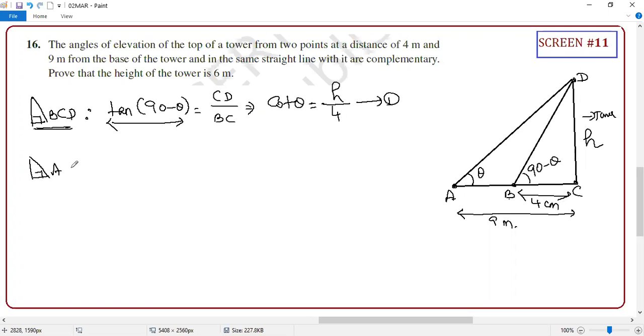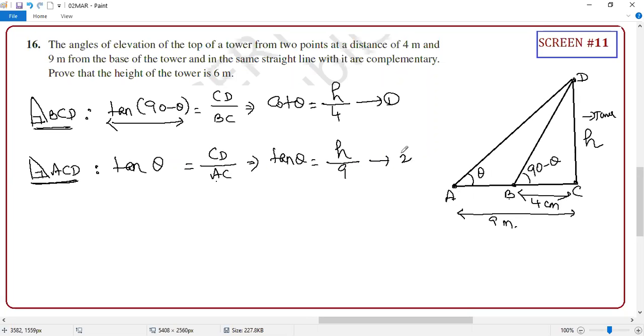ACD. ACD. Tan theta equal to what? Theta is theta only in this. And opposite side is what? CD. Adjacent side? AC. So tan theta, CD equal to H, and AC what? 9. Any doubt? Equation number 1 and 2.